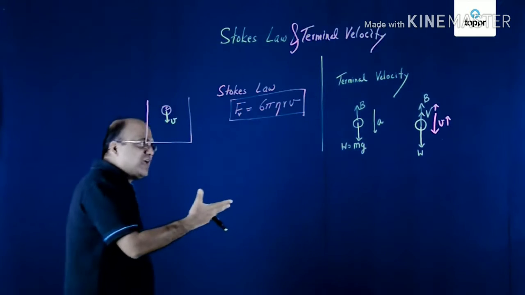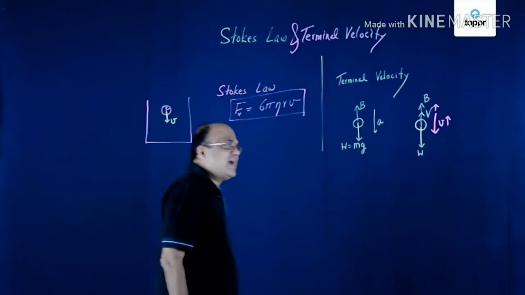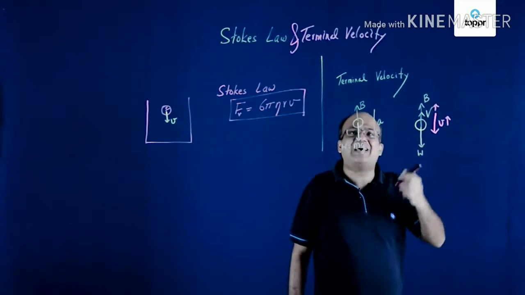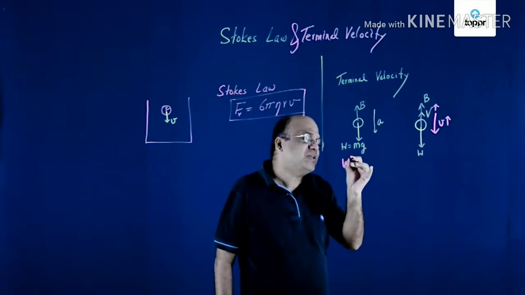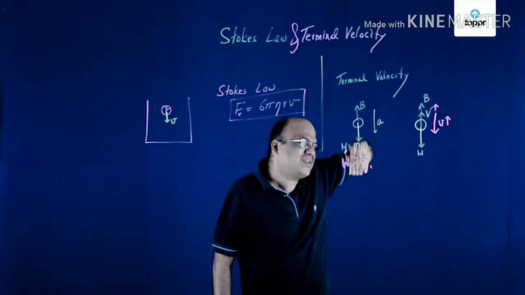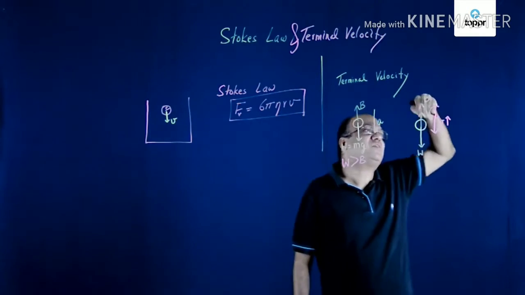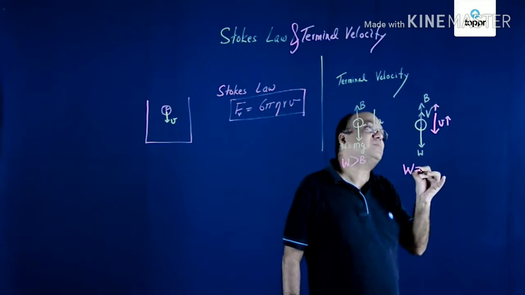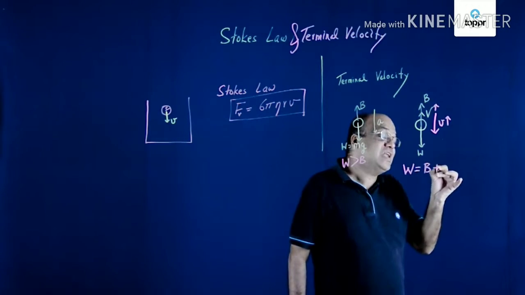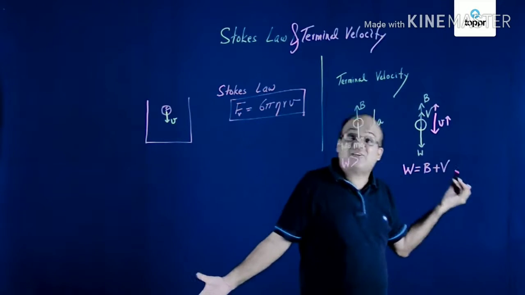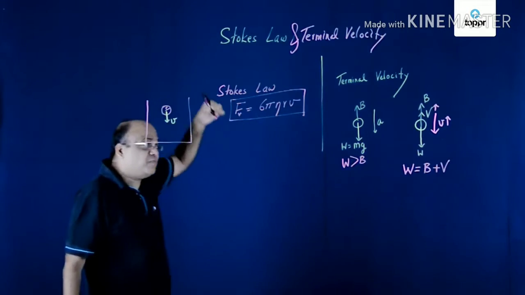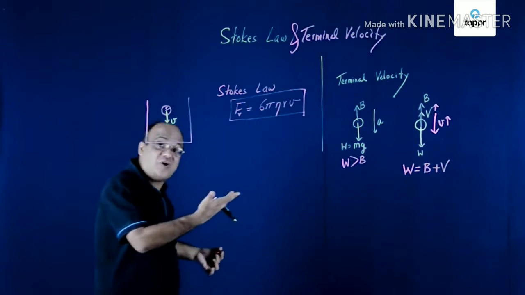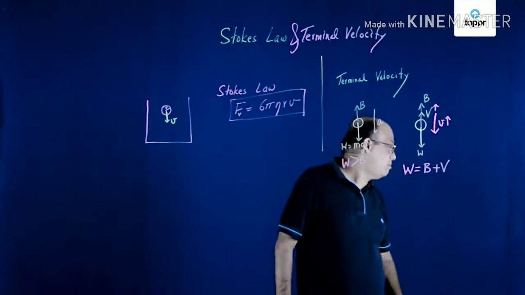Now at some point of time, it may happen that the weight is equal to B plus V. Right here, weight was more than B, so this body started accelerating downwards. Now as the viscous force increases, at some point, if weight becomes equal to B plus V, the net force becomes 0 and velocity becomes constant. Now that body will come down with constant velocity, and that we call terminal velocity.